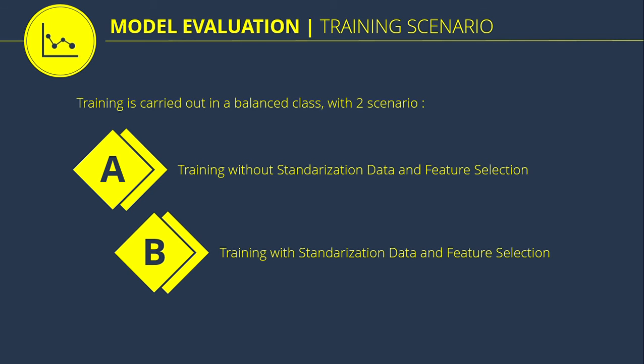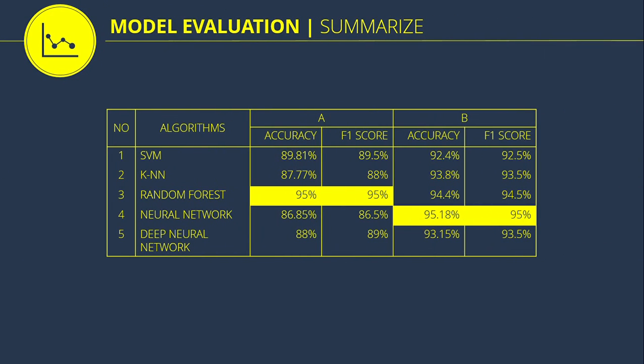Let's see the evaluation. We can see that in scenario A, random forest has the highest accuracy and F1 score. But in scenario B, the neural network in traditional machine learning has the highest accuracy and highest F1 score. But overall, the highest accuracy and F1 score are in scenario B training.